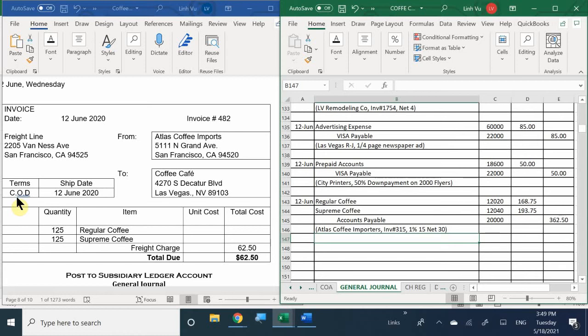So let's take a look at this bill carefully. Okay, we have the invoice number. Here it's based on weight once again. So if the coffee is in grand total shipping cost of $62.50 and they both weigh the same, what's your automatic assumption here? 50-50. You're going to split the cost 50-50. Because I have to split the cost of the freight charges 50-50, how am I going to journalize it this time?